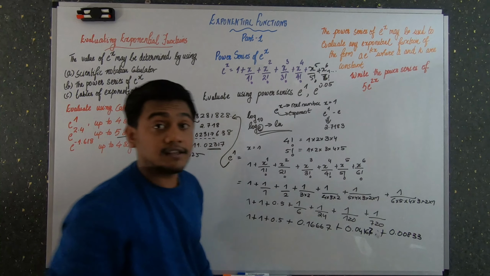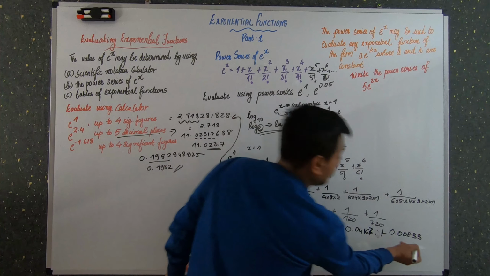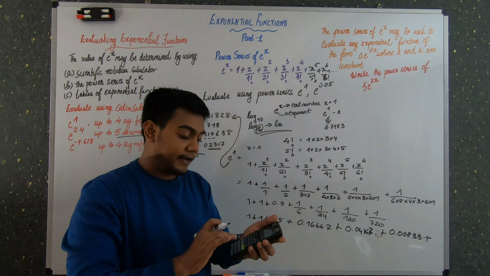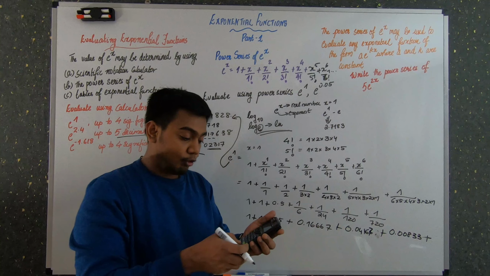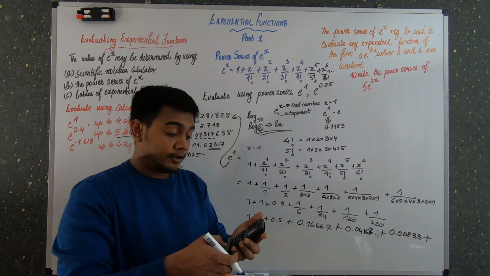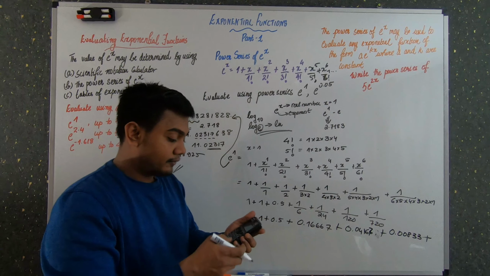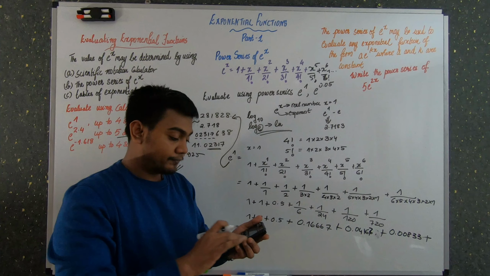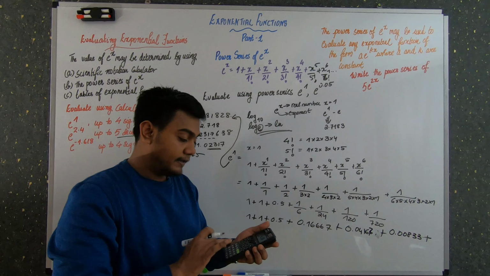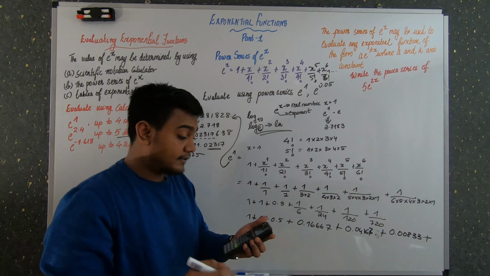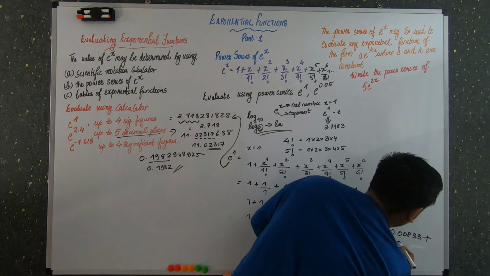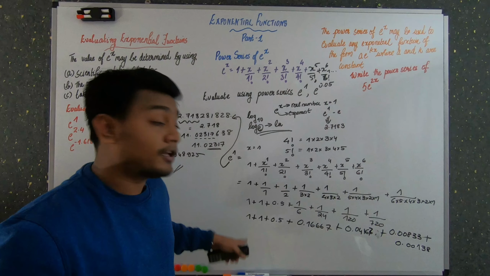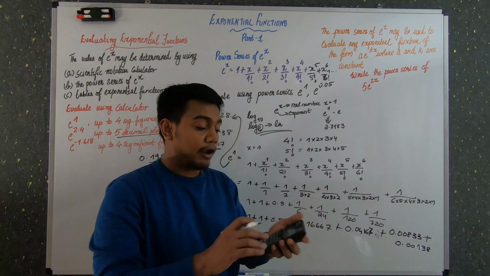0.00833. So this is the value, approximated again to 5 decimal places. And what is the value of 1 divided by 720? It is 0.00138. So now we have converted everything to decimals, and we just have to add them together.